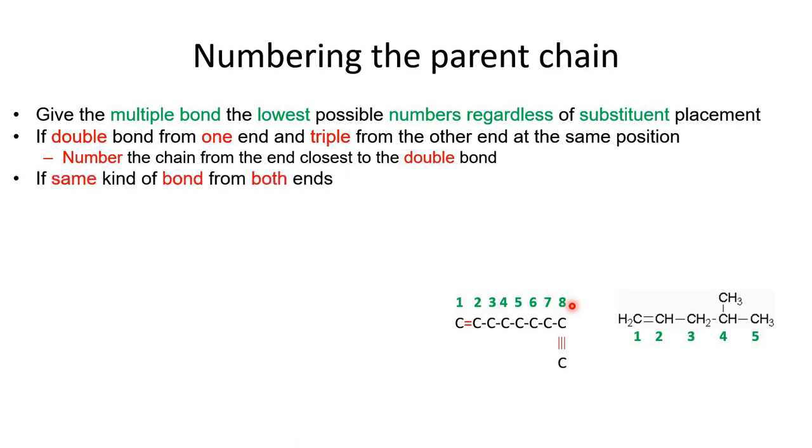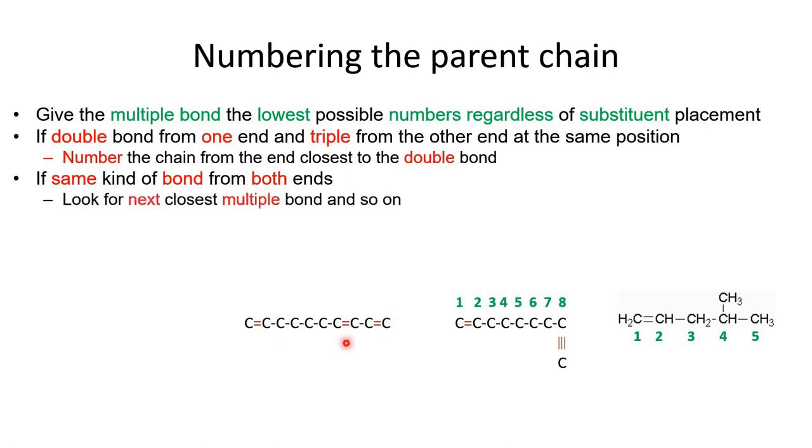If there are the same kind of bonds from both ends, for example in this compound, here the double bond is from this side and a double bond is from this side, and both of them are present at the same position, then look for the next closest multiple bond and so on. As you can see, the next closest double bond is from this side. That's why we have numbered the chain from this side.